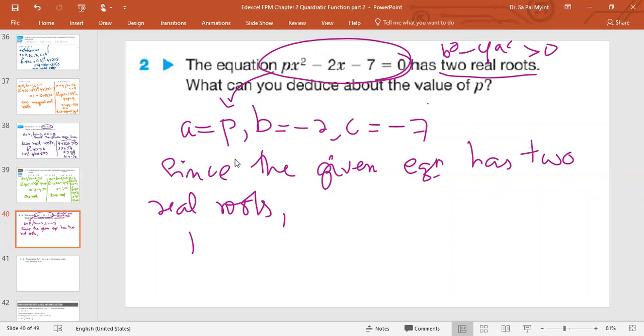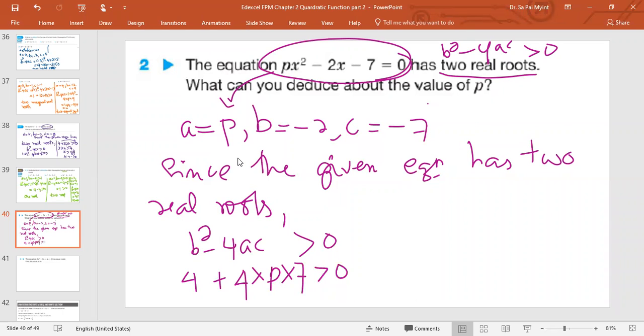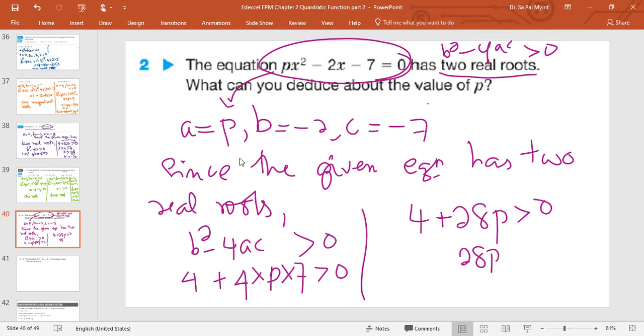that's why what do we get? b square minus 4ac greater than 0. What is b? b is minus 2. Minus 2 the whole square, 4. Minus 4ac, 4 into, what is a? a is p. c is minus 7, so minus times minus is plus 7p, greater than 0. Okay, 4 plus 28p greater than 0. 28p greater than minus 4, p greater than minus 4 by 28. What do you get? Minus 1 by 7.